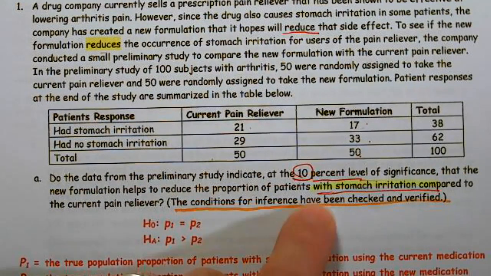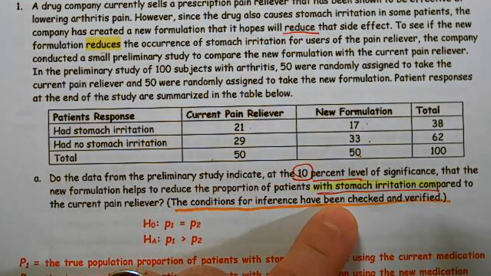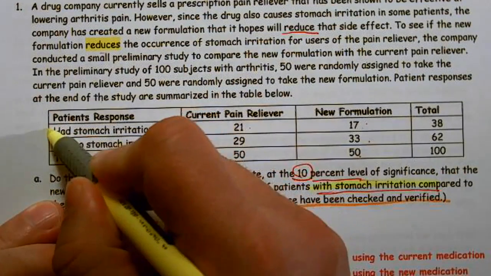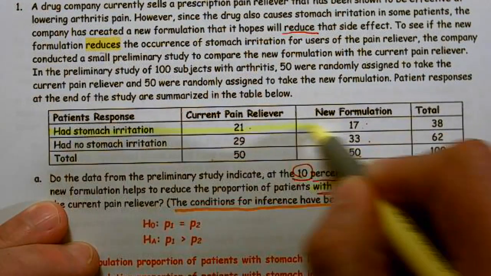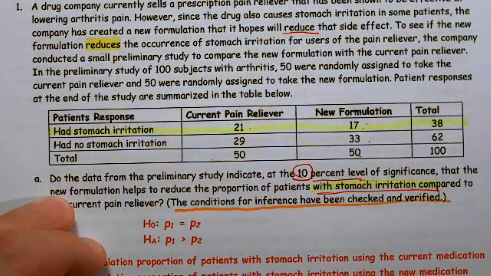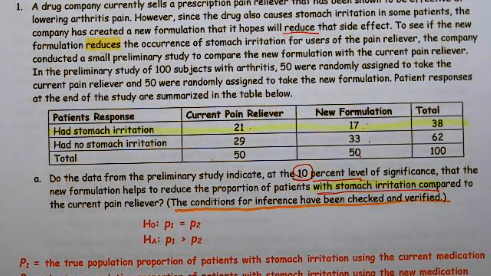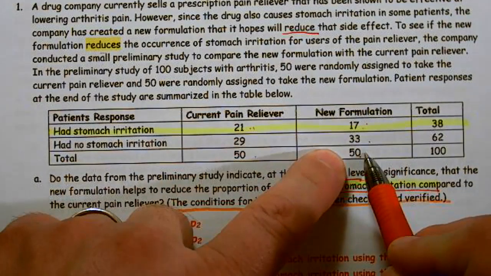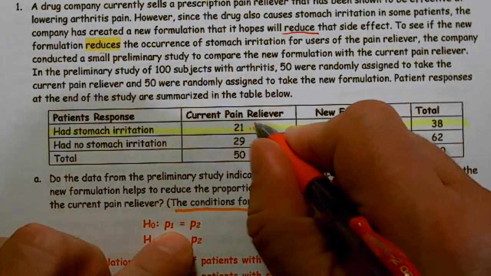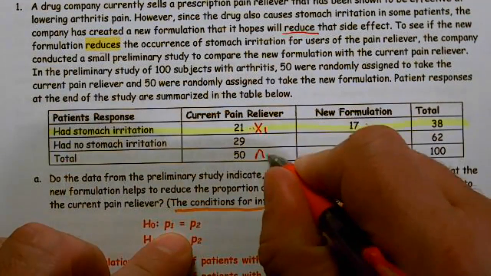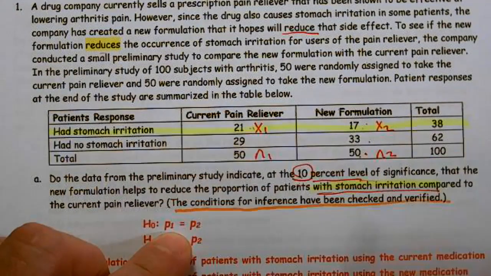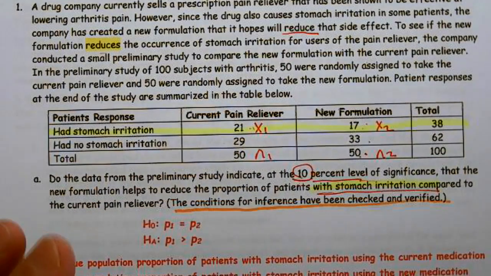Okay, so go back to this part right here that I highlighted in yellow. They want to focus on those with stomach irritation. Now, you were not required to do it this way, and there are multiple ways to approach this problem, but they really indicated that they wanted to focus on those who had stomach irritation. So basically the 21 out of 50 and the 17 out of 50. And I'm going to make this X1 and this N1, and this will be my X2 and my N2 in order to create my p-hats.